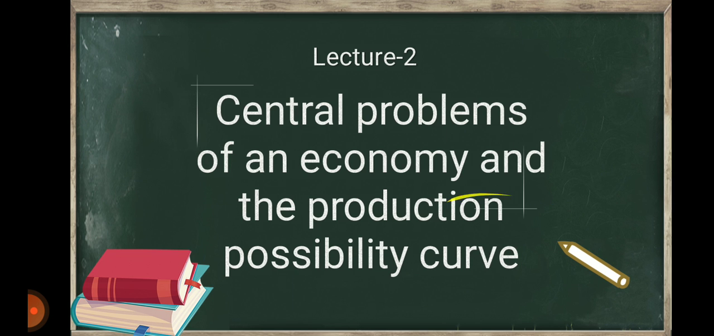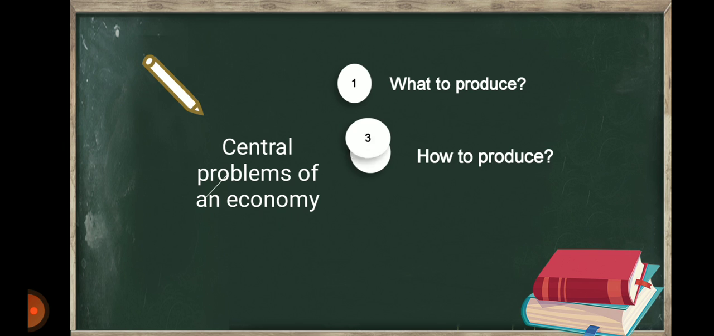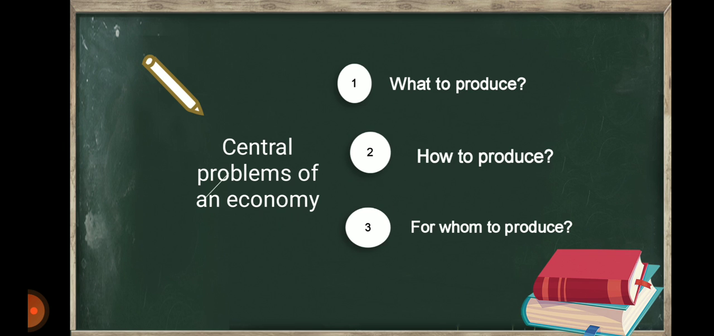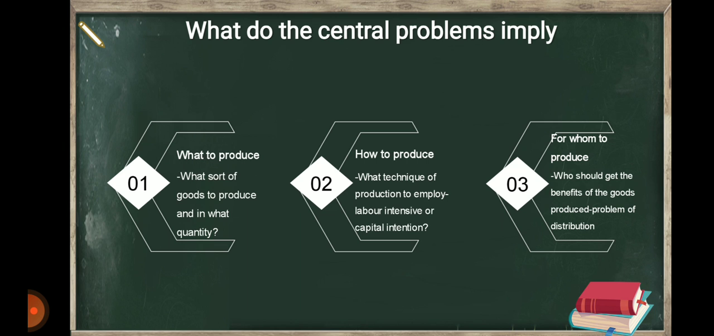So what are these central problems or what are the types of central problems? Basically, there are three central problems that are faced by every economy. What to produce, how to produce, and for whom to produce. Now, what do these central problems imply?